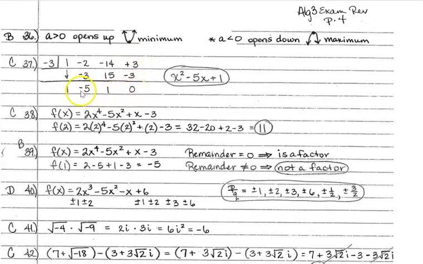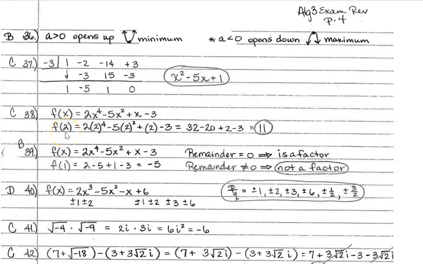So when I go to write my answer, remember that we always start with 1 less. So this was a cubic being divided by x plus 3. So we're going to have 1x squared minus 5x plus 1, and then a remainder of 0. So if they asked me if it was a factor, then yes, it would have been a factor because the remainder was 0. For 38, they asked me if 2 is a factor.